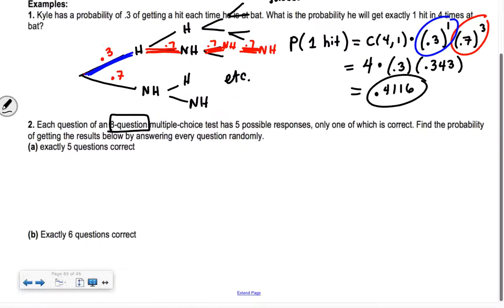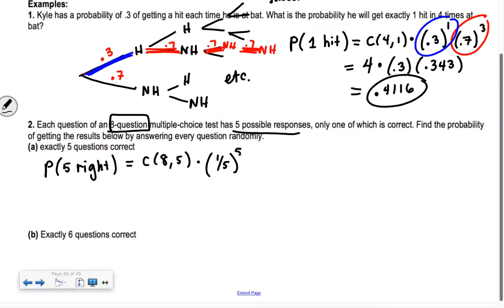So getting exactly 5 questions right is going to be, we have 8 blanks, and we're going to find the number of ways to fill 5 of them with correct and 3 of them with wrong. So I'm going to do 8 choose 5, or I could have done 8 choose 3. It doesn't matter. Now, if there are 5 possible responses, what's the probability of getting it right? 1/5. How many of those correct ones do we have? Close. We said we get 5 right, correct? You see, we're finding the probability of getting 5 right, so we do 5.